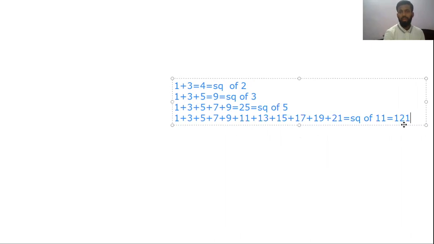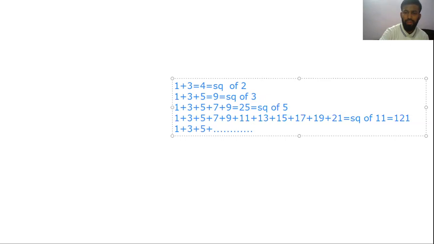And similarly, if you go by the property, now if I have n numbers and I want to add that, if I have first n odd natural numbers, like 1 plus 3 plus 5 plus dot dot dot, how many numbers? N numbers. Then what is the sum? N means any number. What is the sum? By the property, that is square of the number n, right? Square of n.